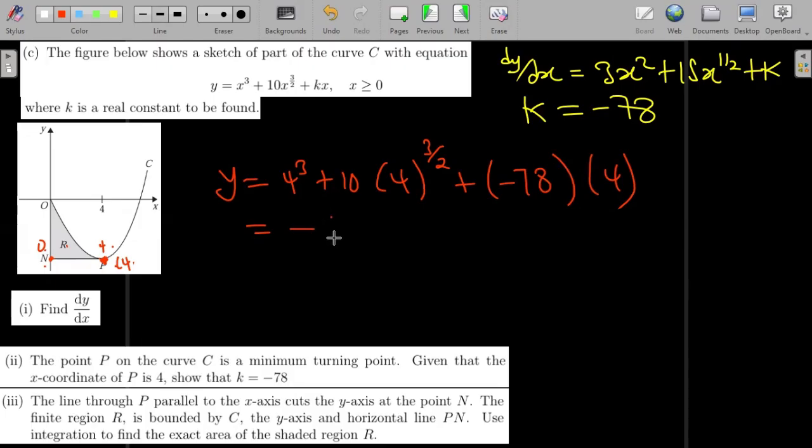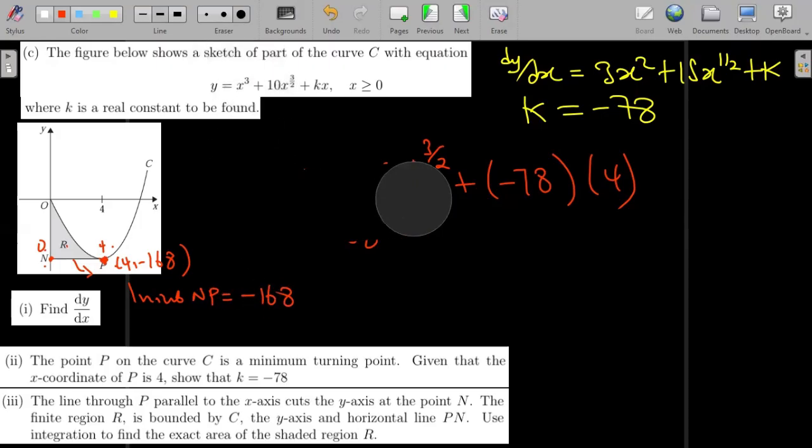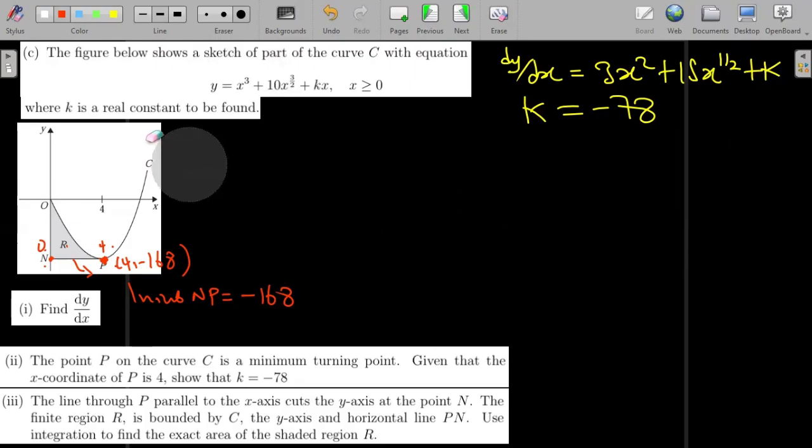I'm finding minus 168. So it means at this point, the y is minus 168. Okay, so now since this is the horizontal line like that, it means this line here, the line NP, is just equal to minus 168.